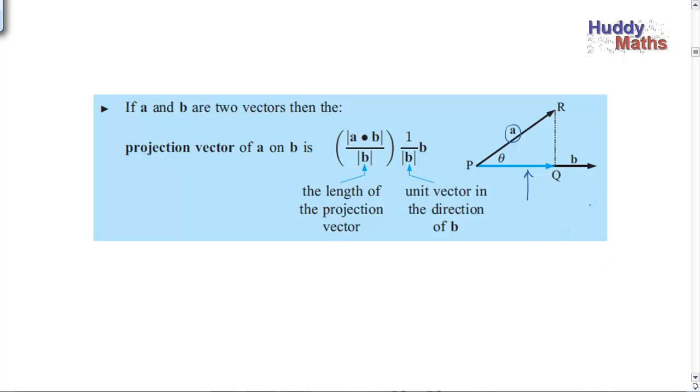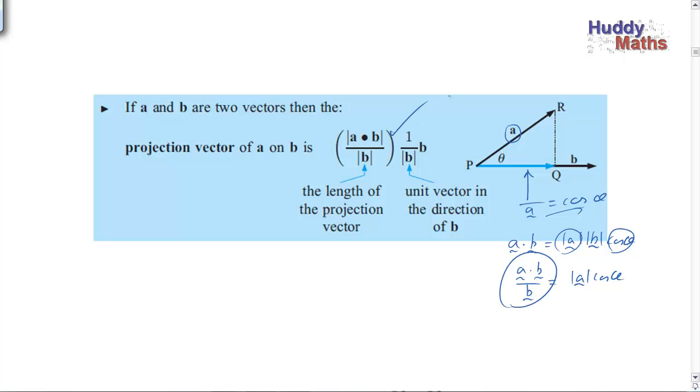All right, so here's our component, and you can see that this length divided by A is the cos of theta. So multiplying across, that is A cos theta, and if you look at A dot B, that's the length of A by the length of B by the cos of theta, and you want A cos theta, so that's A dot B divided by the length of B. So the length of this vector, A cos theta, is this expression, and that's the length of the projection vector.